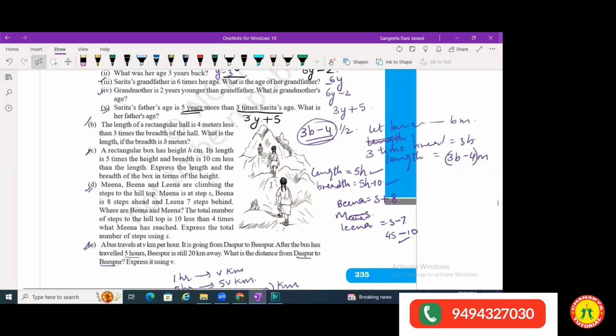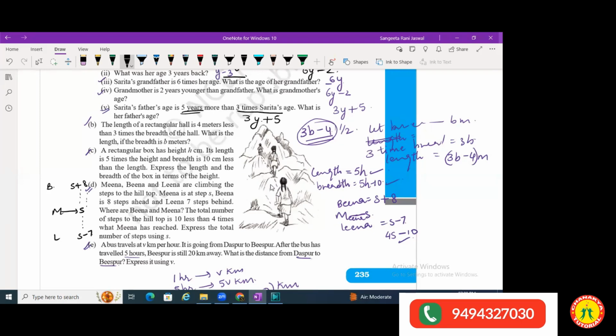Now see this. Meena, Beena and Leena are climbing the steps to the hilltop. Meena is at step S. Beena is 8 steps ahead, so we add 8 to S: S plus 8. She is 8 steps ahead of Meena. And Leena is 7 steps behind. That means S minus 7. This is Leena, this is Beena.